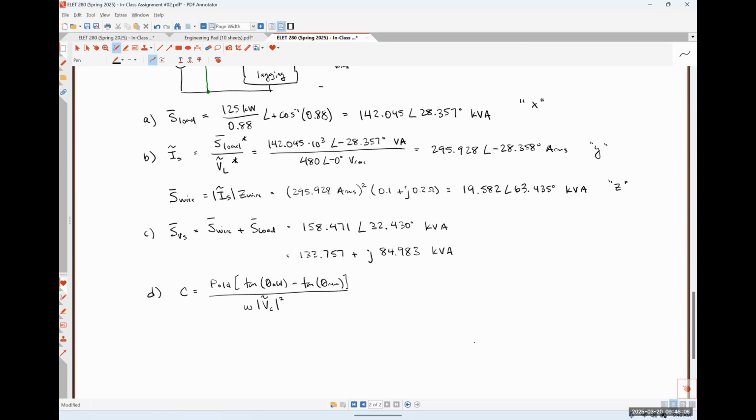No. So we are trying to correct our power factor on the source side of things. So we need to be looking at what's going on with our source, right? So in part C, we calculated the complex power that was being supplied by our source. And what I'm trying to find is the average power that's being supplied by our source. So that number should be somewhere in our answer for part C, 133.757. That is going to be P old. That's our average power that's being supplied. Okay.